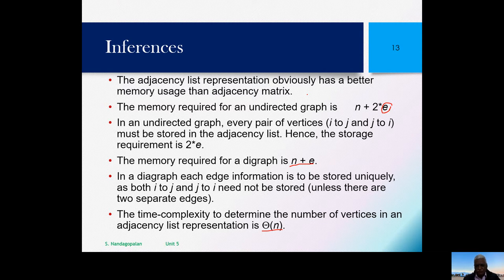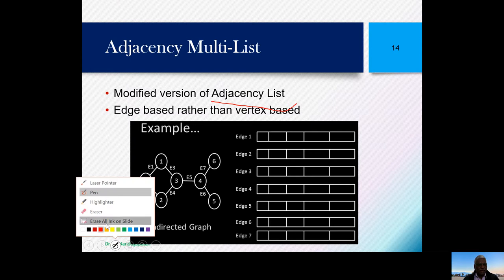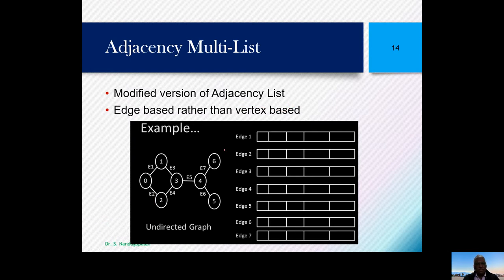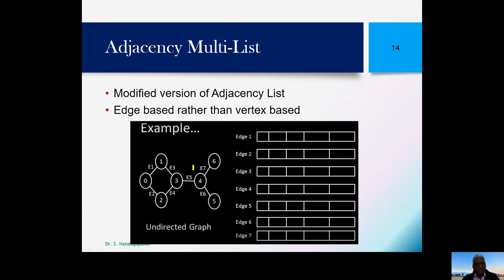Now there is a third way called adjacency multilist. Now what is the difference between this and the previous one, adjacency list? It's very simple: it is a modified version of adjacency list, where adjacency list is more vertex driven, but adjacency multilist is edge driven. You can see here it is edge driven. So how do we represent a given graph? Let's assume that it's an undirected graph. This graph has 6 vertices, you can see, and 7 edges.